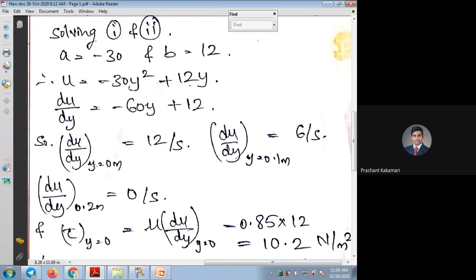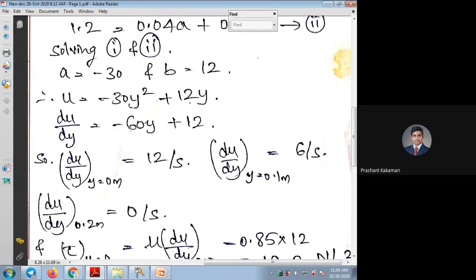So velocity gradient at the plate, that is y equal to 0 if I take. Velocity gradient is how much? Minus 60 into 0, 0, plus 12. It will be 12 per second. So this will be the highest velocity gradient possible, or the variation of velocity possible at the plate. There more shear will be taking place. Next, at 0.1 or the 10 centimeter, if you take minus 60 into 0.1 plus 12, that will come around 6 per second. Why is it 6 per second? Because the units are velocity in meter per second divided by meter, so we are left with per second.